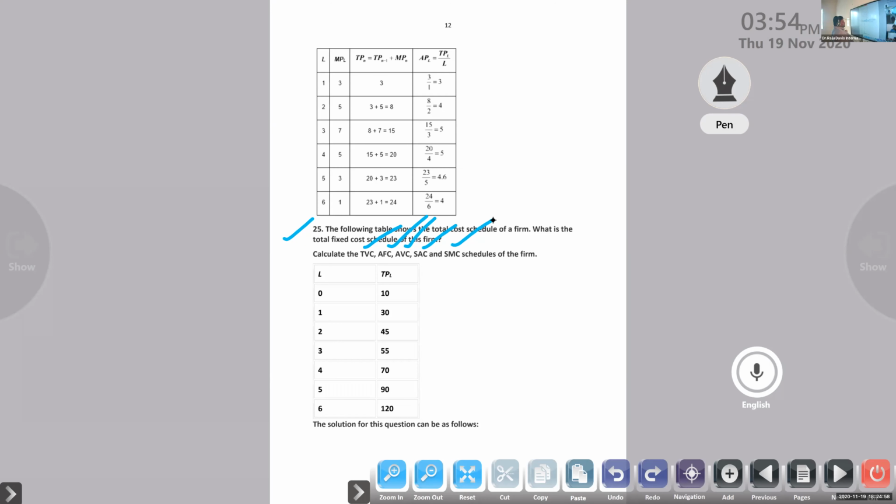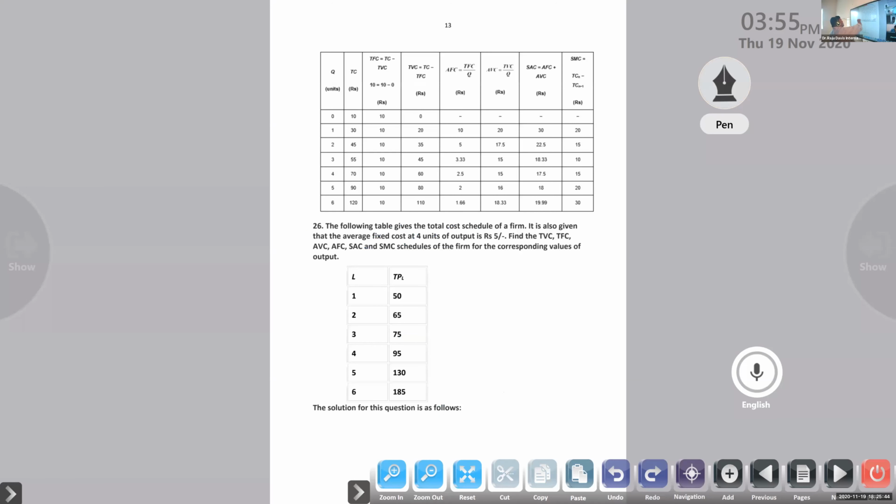Make a change in the question. Labor 0, TPL 20, 25, 30, 45, 80, 100, and the last one, 150. Make a change in the question. Completed. So the labor and total product are easy to calculate TVC, AFC, AVC, SAC, and SMC. Moving forward to the calculations here.